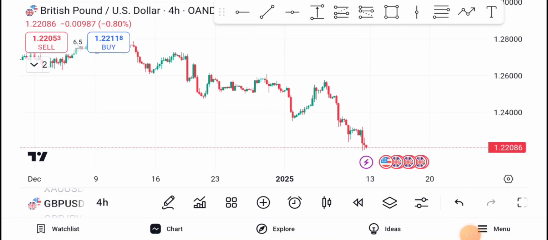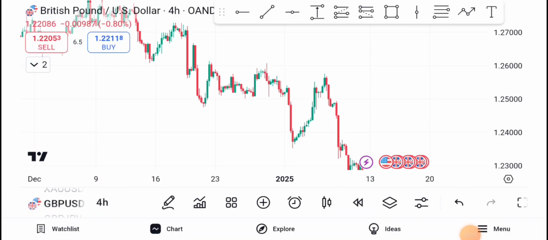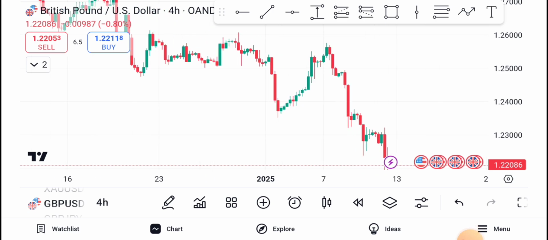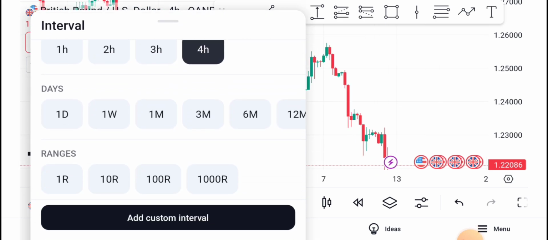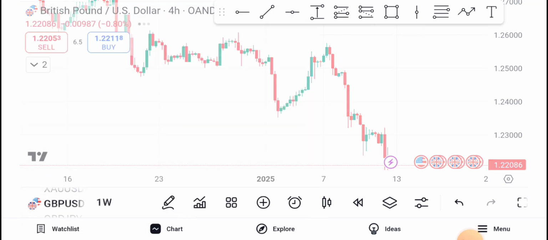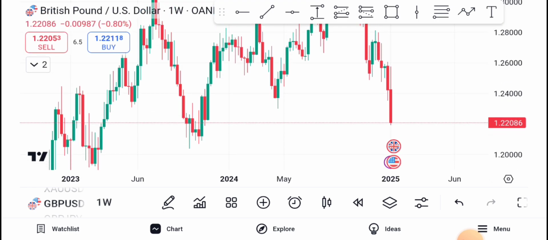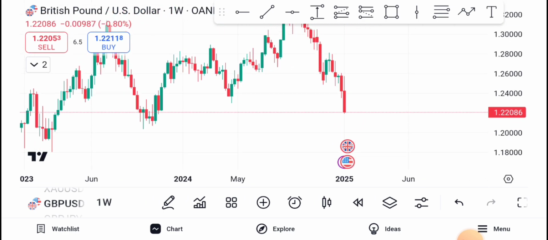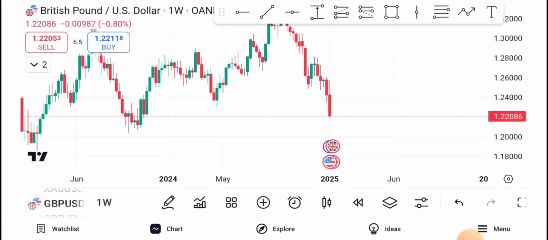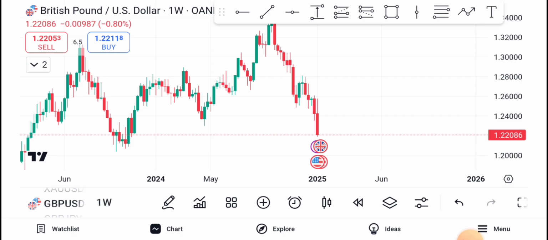Okay, so we'll be using GBP USD for our first example. What I mostly do is come to the weekly time frame, because you need to analyze from the higher time frame to the lower time frame. As a trader, I don't believe you need to stick to just one time frame. Even as a scalper, you still need to analyze from the higher time frame to the lower time frame.